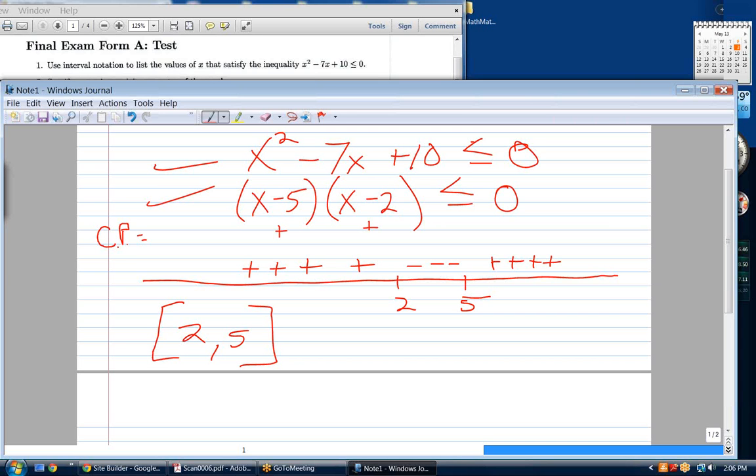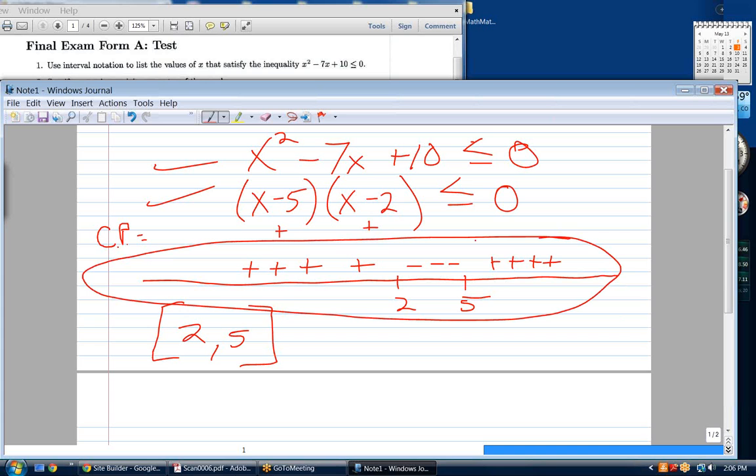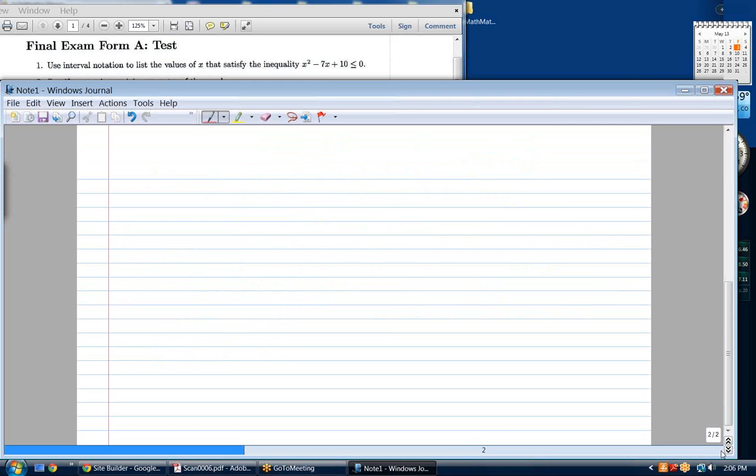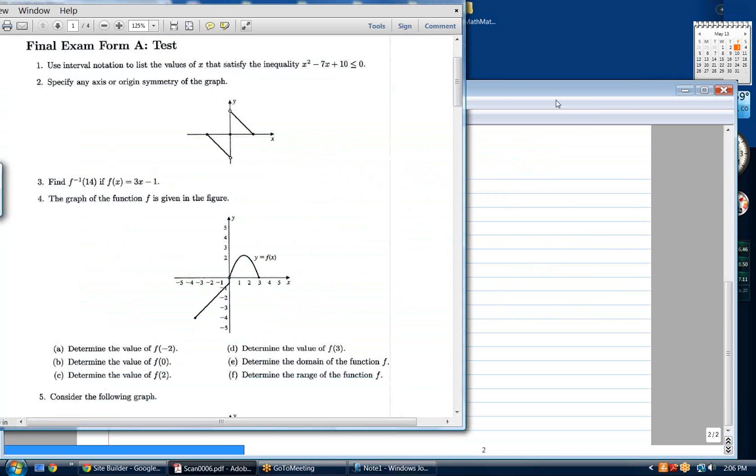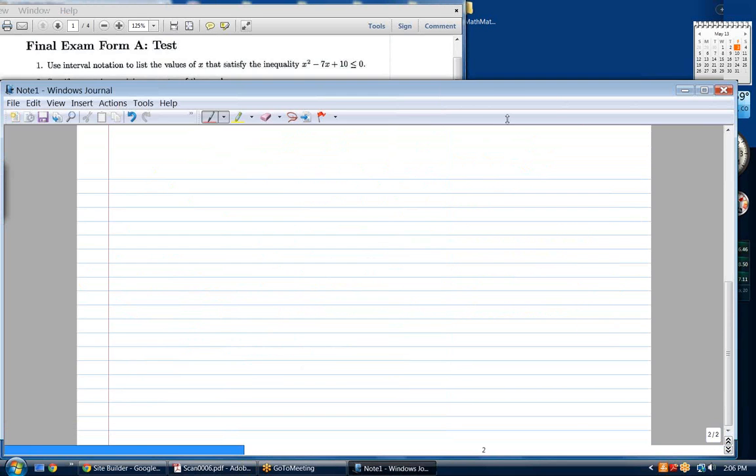products of linear functions or quotients of linear functions. And I really don't know another way of doing it other than using this sign chart. You may have learned a different technique, but that's the only one I know of. All right. Okay. Yeah, we learned sign chart. Okay, good. All right, let's look at the next one here.